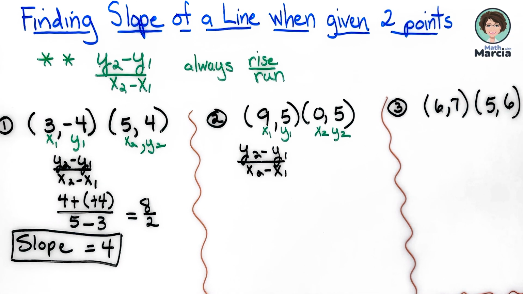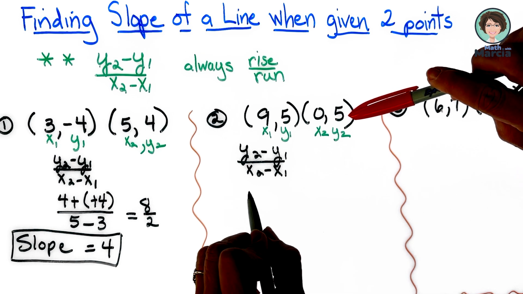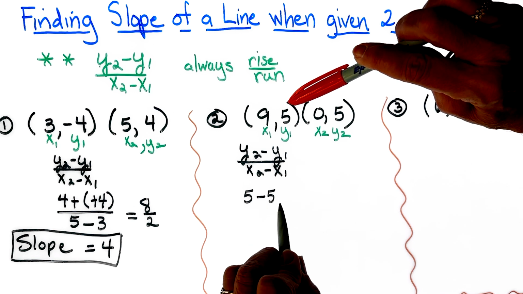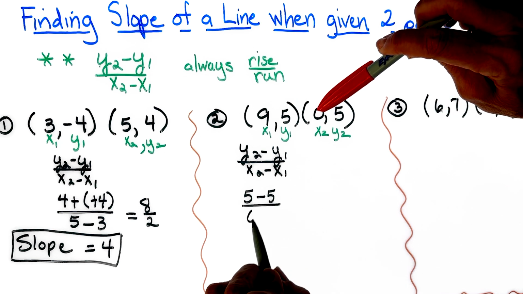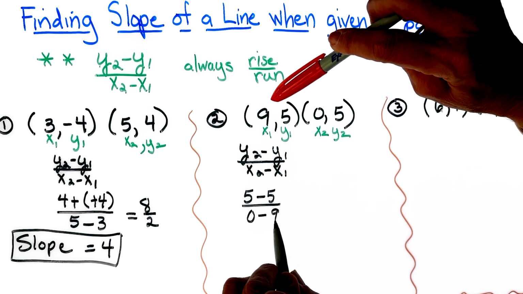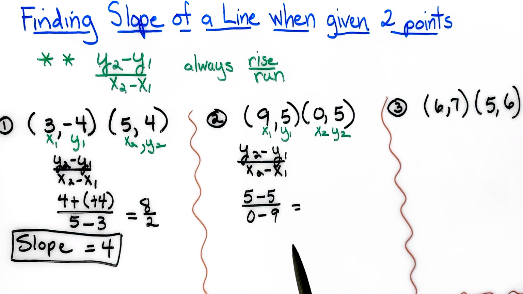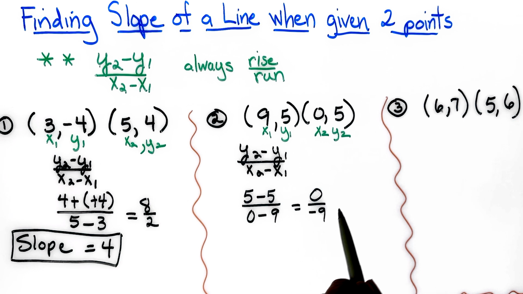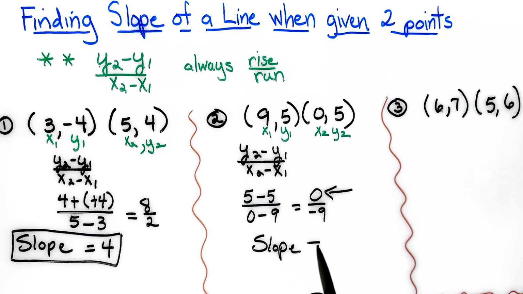So looking at this second one, I have y2 is a 5, y1 is a 5, so it's 5 minus 5 over 0 minus 9. Well, when we simplify the numerator, 5 minus 5 is 0, and 0 minus 9 is a negative 9. Whenever you have a 0 in the numerator, the slope for this equation is equal to 0. Only if the 0 is in the numerator.